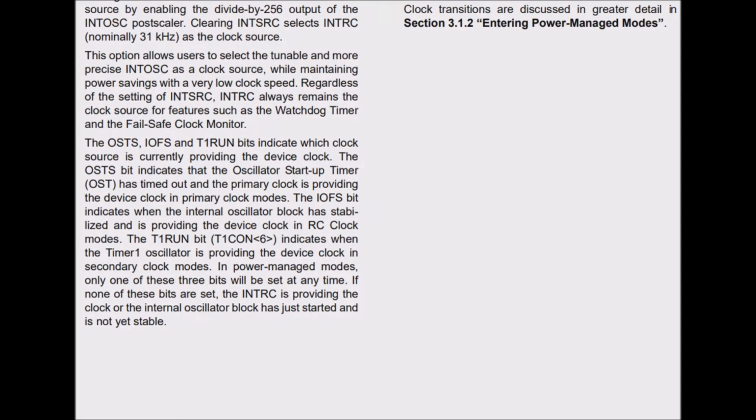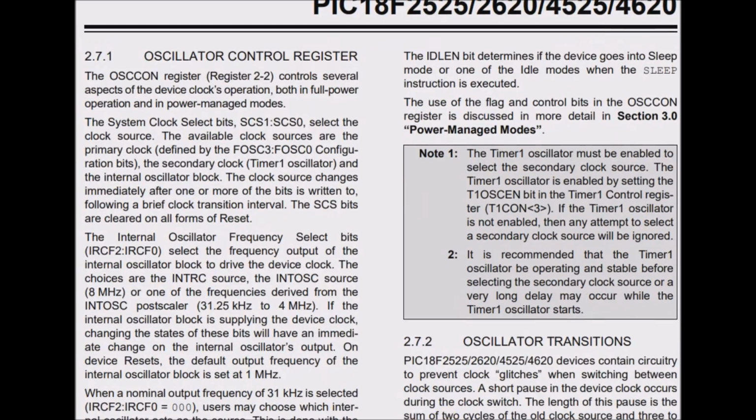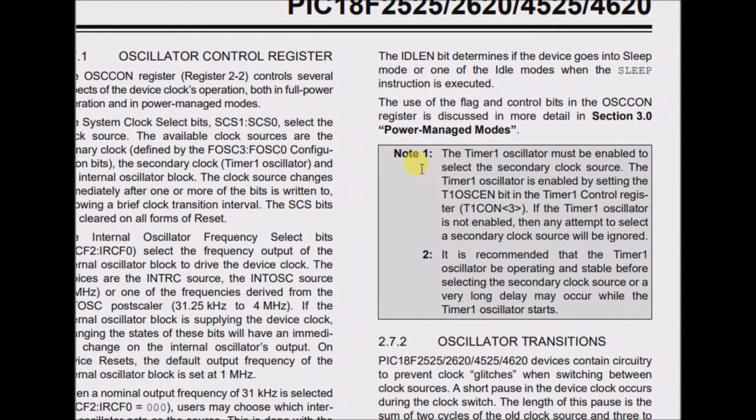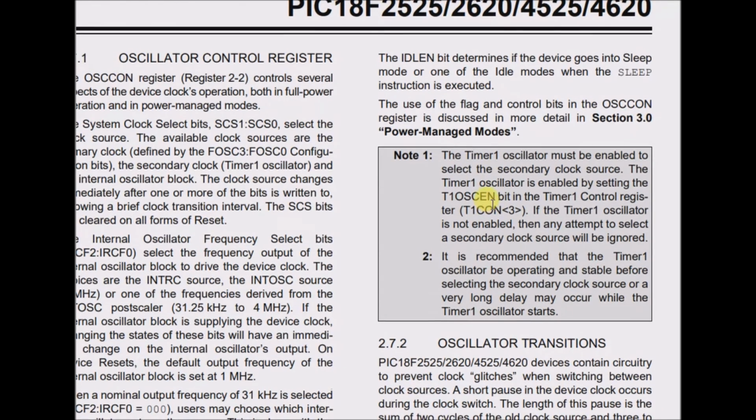If none of these bits are set, the INTRC is providing the clock, or the internal oscillator block has just started and is not yet stable. The IDLEN bit determines if the device goes into sleep mode or one of the idle modes when the sleep instruction is executed. The use of the flag and control bits in the OSCCON register is discussed in more detail in section 3.0 Power Managed Modes.